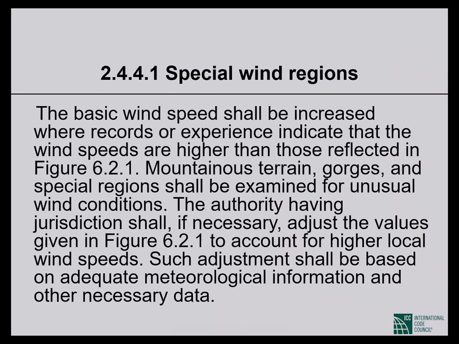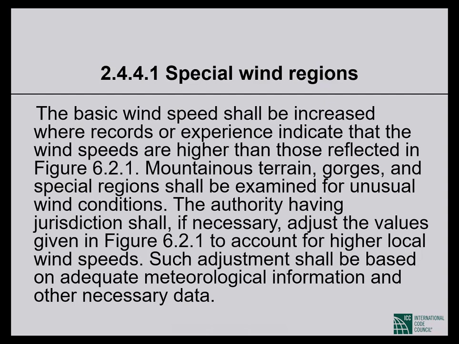The special wind regions. This is section 2441 of BNBC. The basic wind speed shall be increased where records or experience indicate that the wind speeds are higher than those reflected in the figure that I showed you. Mountainous terrain, gorges, and special regions shall be examined for unusual wind conditions. Most of Bangladesh doesn't have that until you go to Chittagong Hill Tracts, and then these are factors.